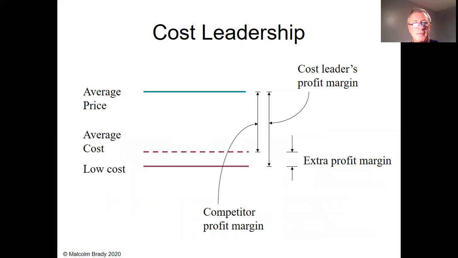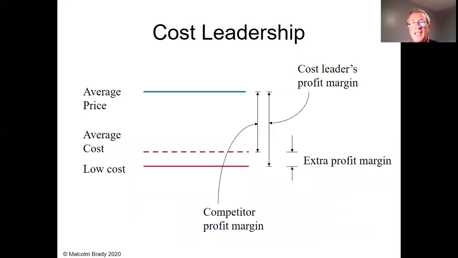So you can see the average price line in blue there towards the top of the page, and the average cost is the dotted line, and that's what most people are producing at. Now you're the cost leader, the low cost operator, so you have a lower cost than everybody else. So you can see your cost line is the solid line beneath. So you can see you have that extra margin. Everybody else's margin is shown. The competitor profit margin is shown there to the left, and the cost leader's profit margin is shown to the right. And you can see it's larger than the other. So you have that extra profit margin.